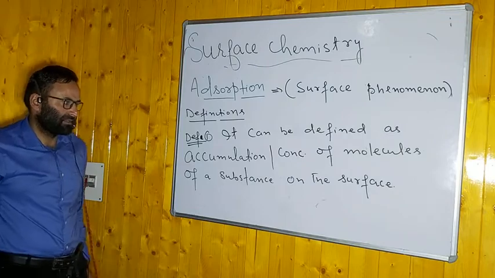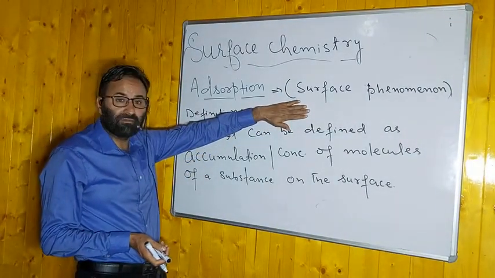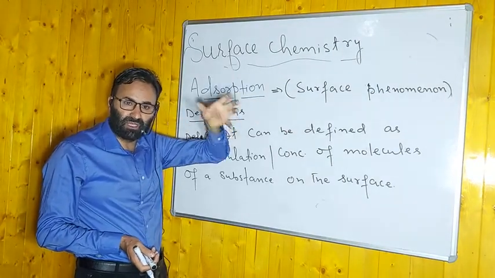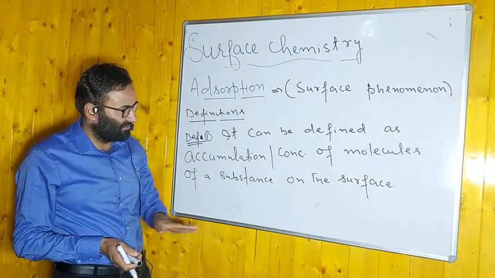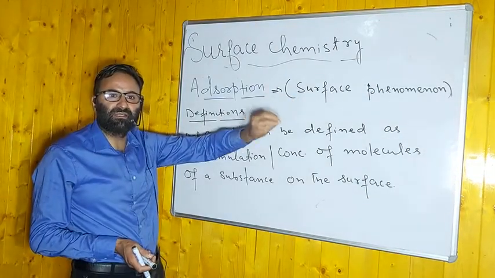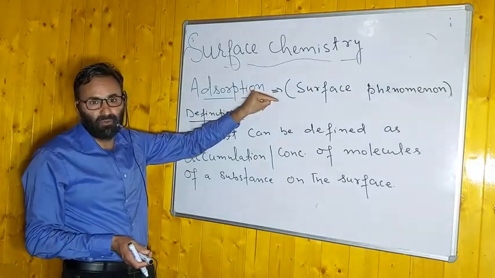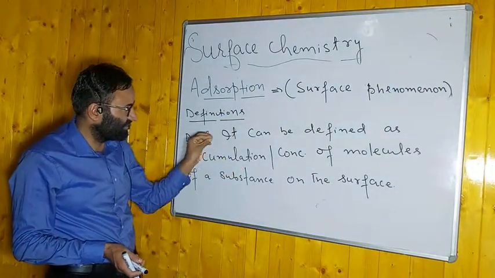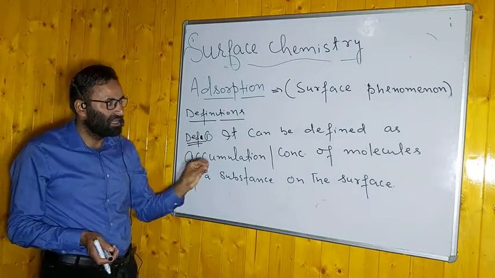What happens when the molecules of a substance get concentrated on the surface? The concentration of the molecules of the substance will be high on the surface than in the bulk. For example, if you have dust particles on the board, what will be the concentration of dust particles on the board? It will be high on the surface than in the bulk of the board. This is the definition. It can be defined as accumulation or concentration of molecules of a substance on the surface.